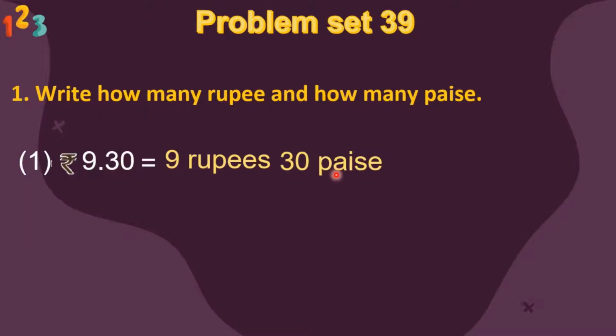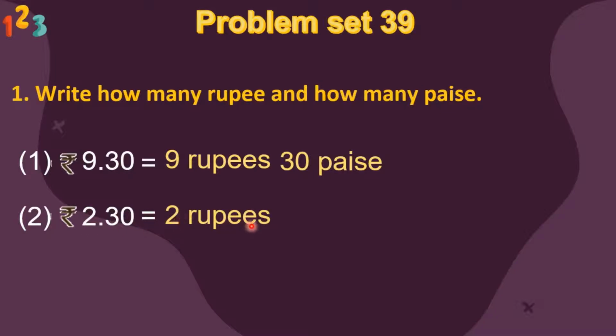One more we have: rupees 2.30. So 2 is the integral part. The whole number we take as rupees. So 2 rupees, and the decimal part, which is after the decimal point, the number 30, we take as paise. So rupees 2.30 we read as 2 rupees and 30 paise.